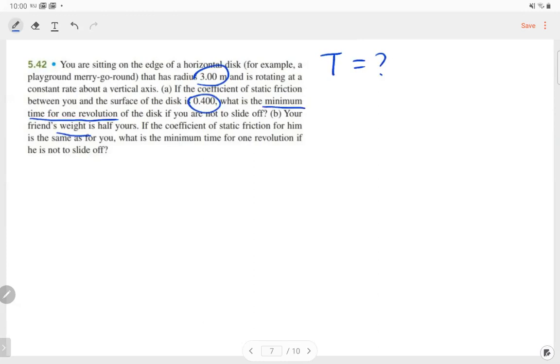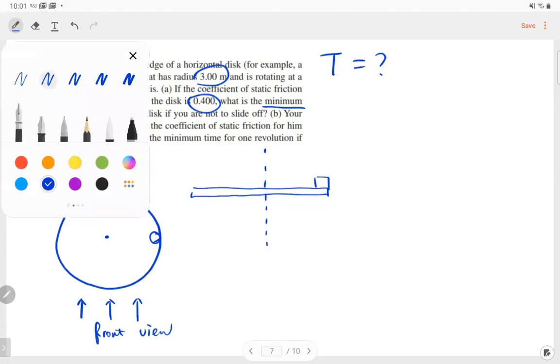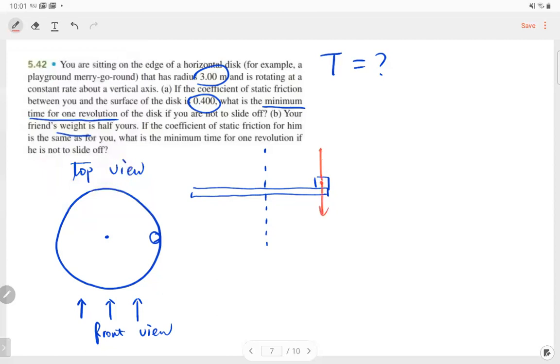Okay, same approach, let's do this quickly. We have a disk, you're on the edge and the center is here. Let's draw the free body diagram. Looking this way is the top view, and looking this way is a front view. We'll have a disk, you stand here, this is the axis. Okay, let's draw the free body diagram. We have weight, normal force, and friction. So can anybody tell me why the friction is towards the center? Why is the friction in this way, not in this way?